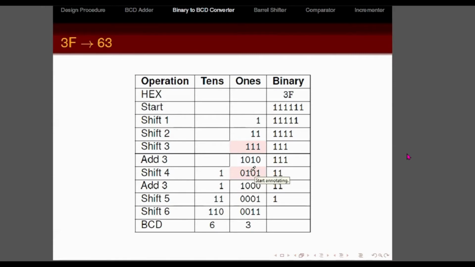Right. And then after the fourth shift again, we get a number equal to 5. So that's why you have to add 3. So that's why you get 1000.